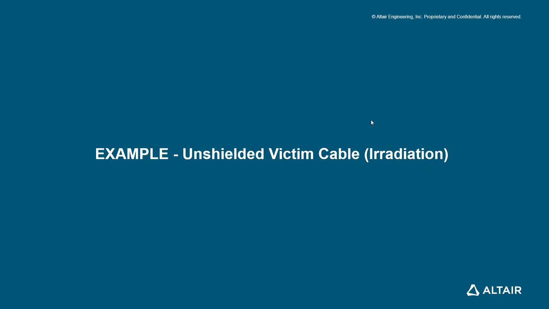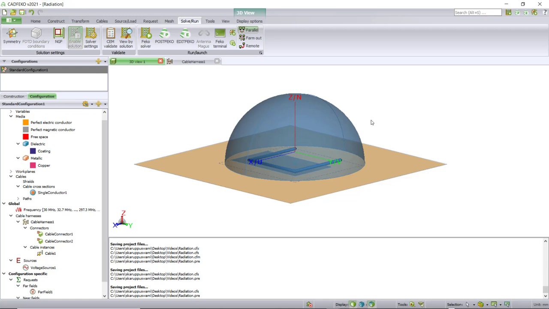For this, we will use the same setup similar to the previous case, and so we don't need to start from scratch. So please open the file which you did previously for the unshielded radiating cable, and we will go from there. In the previous case we looked at the cable being the aggressor; in this case we are going to have the cable as a victim. So we will make some small changes to the setup.